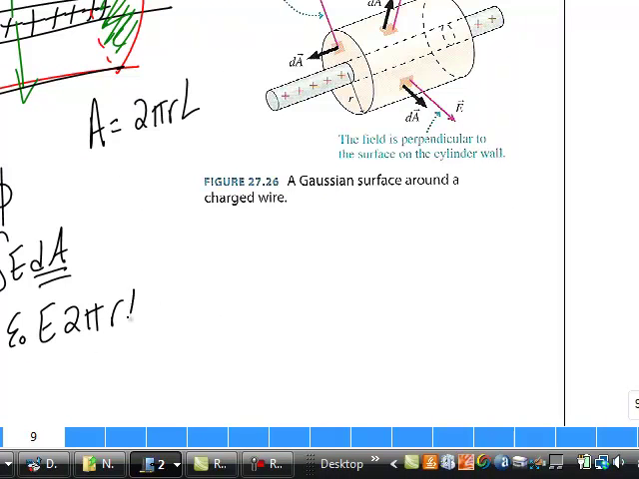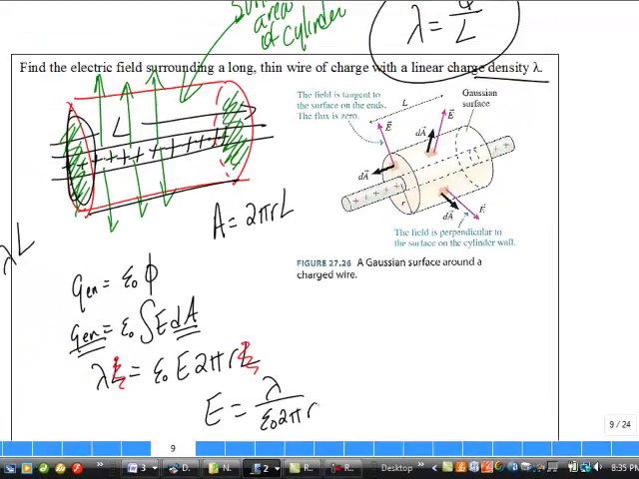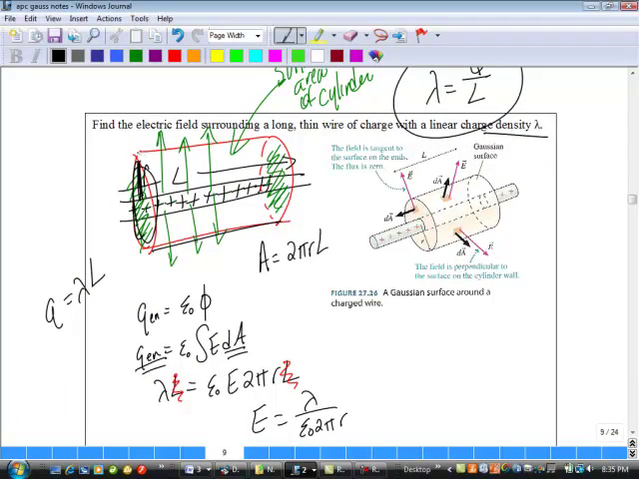Hopefully you can see that this length cancels. So it doesn't matter the length of the wire, doesn't matter the length of my Gaussian surface, because that L is going to cancel every single time. And so as I solve for the electric field, I get E equals lambda over epsilon times 2 pi R, and R is the radius from the point at which I'm trying to find the electric field to the center of my cylinder here. And that's it. That's all we have to do on that one.